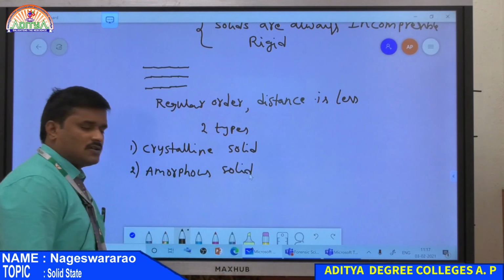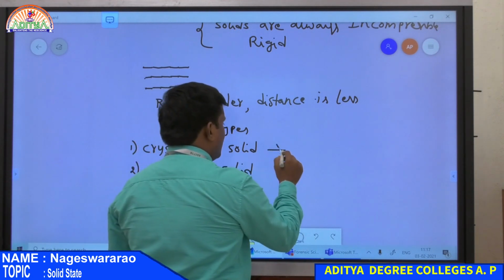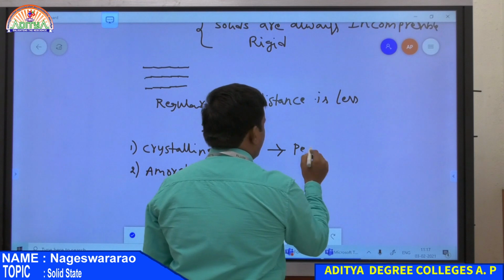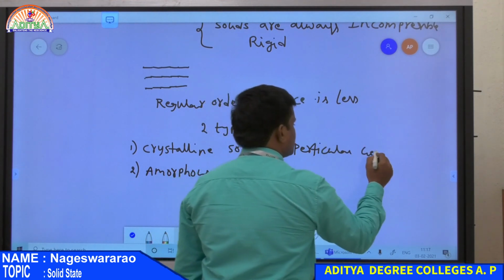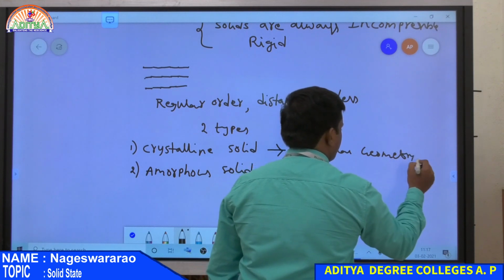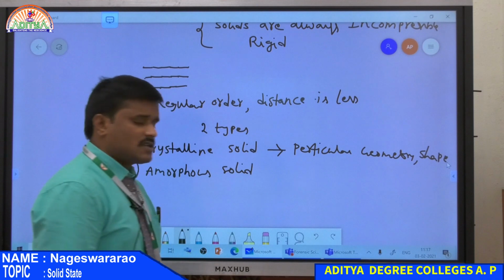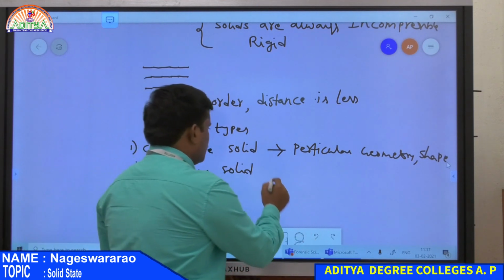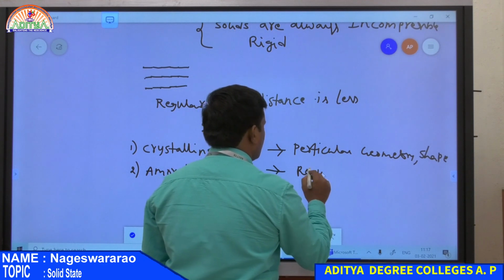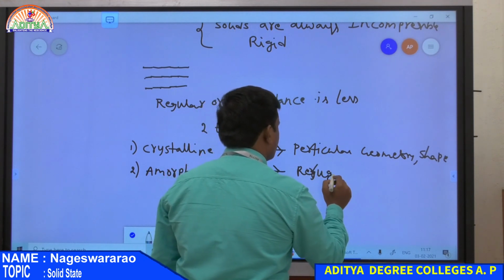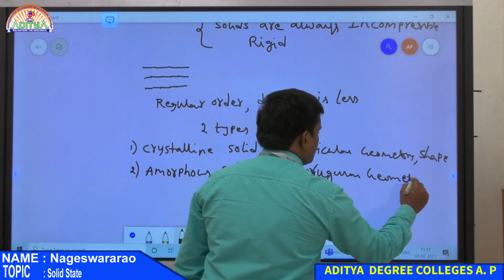So what is a crystalline solid and what is an amorphous solid? If a solid has a particular geometry and shape, then that solid is known as a crystalline solid. Whereas if a solid has irregular geometry, then it is known as an amorphous solid.